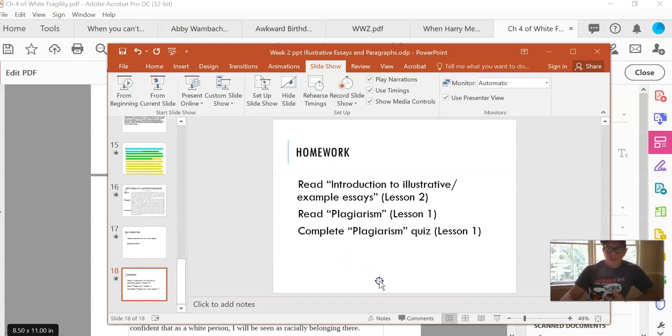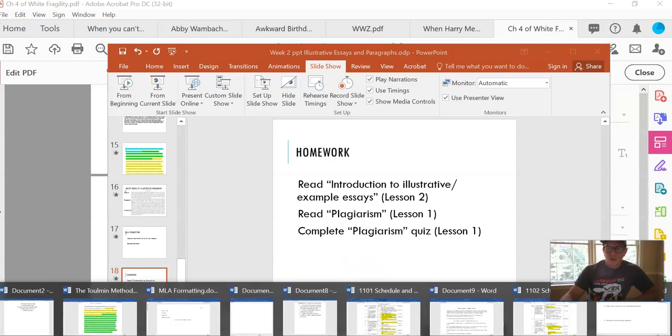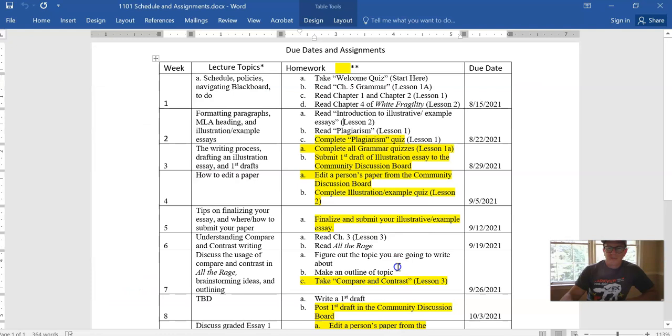So then finally this week, all right, you will be completing the following. You are going to read the Introduction to Illustrative Example Essays in the Lesson 2 folder. You're going to read the plagiarism folder that's found in Lesson 1. And you are going to complete the plagiarism quiz that's also found in the Lesson 1 folder. Okay?